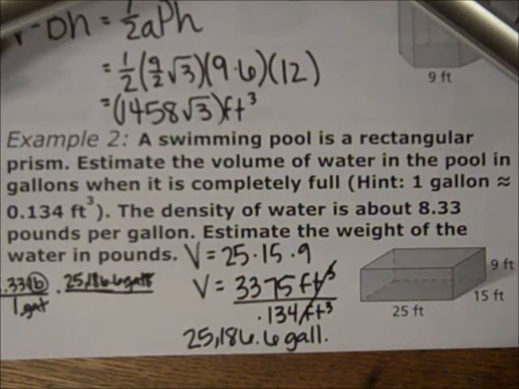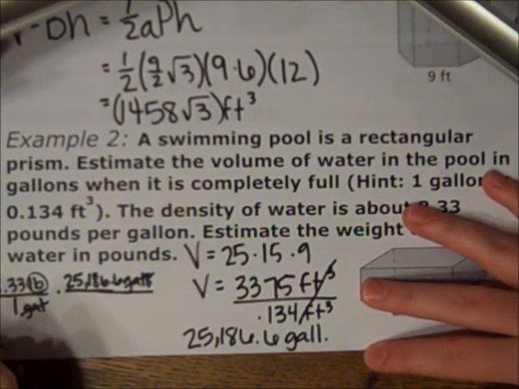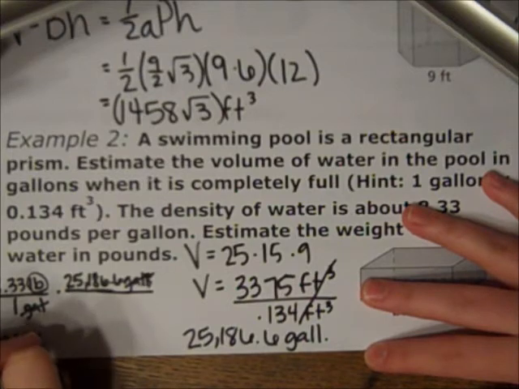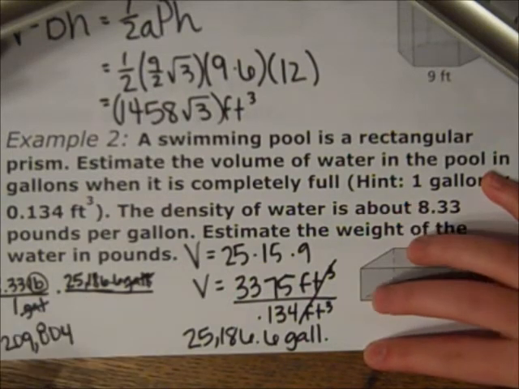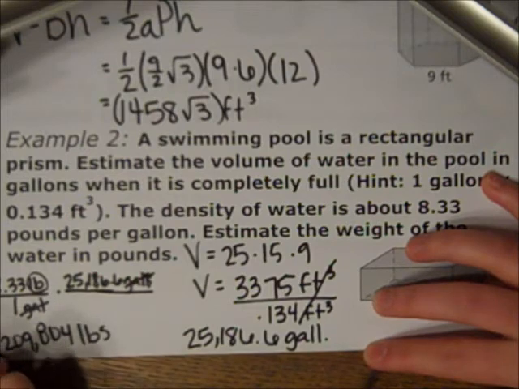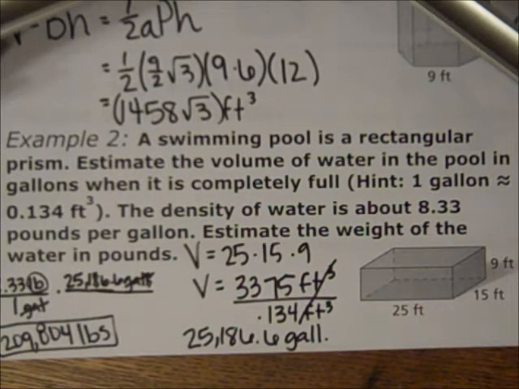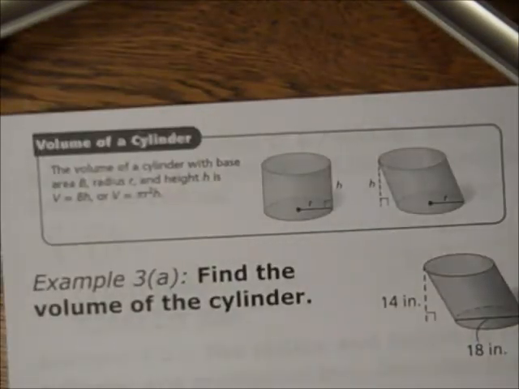So here we go, 8.33 times our previous answer. I'm trying to use my new calculator here. And I got 209,804 pounds. Woo. Water's heavy. Okay, so 209,804 pounds of water to fill up that pool. That's kind of a big number. Alright, moving on to cylinders.